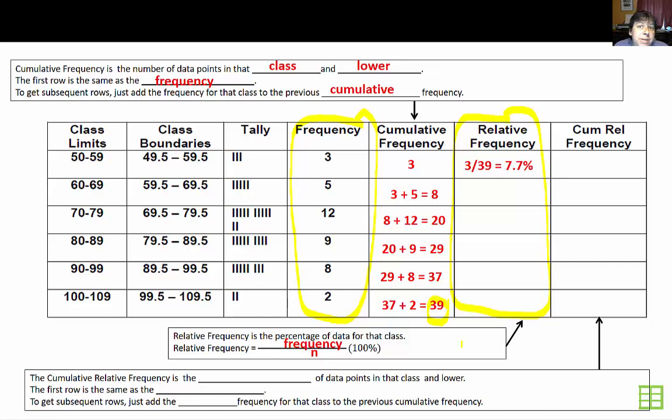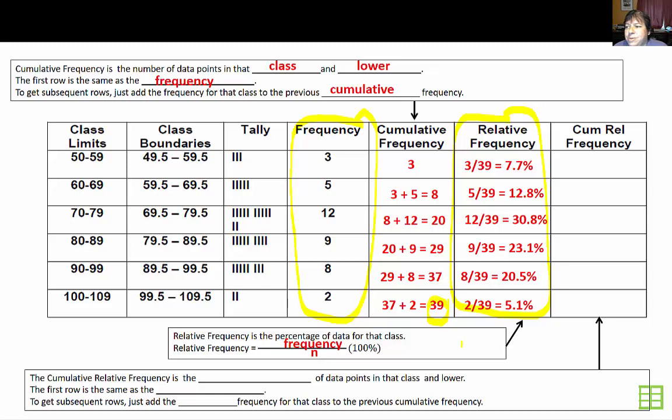You can do relative frequency as percents or as decimal values. In this case, it would be 0.077. Then you have 5 over 39 is 12.8. 12 over 39 is 30.8. 9 over 39 is 23.1. 8 over 39 is 20.5. 2 over 39 is 5.1. Okay, so that's relative frequencies. And if I was trying to make a circle graph, well, I wouldn't normally do a circle graph with quantitative data, but it's great for telling me what percentages are in each category. And we will need it for what's called an ogive, which I'll get to next.